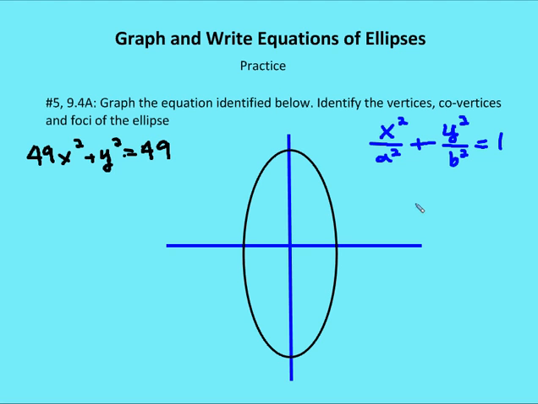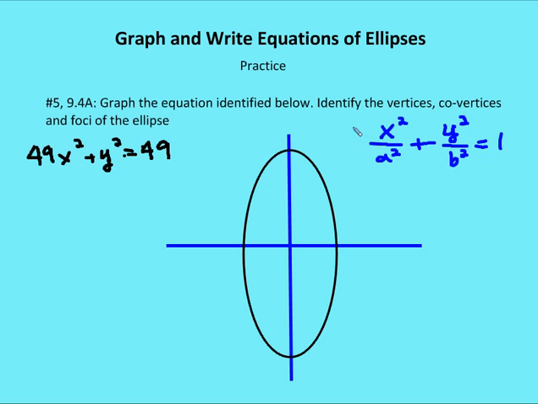In this lesson, we're going to review problems involved in graphing and writing equations of ellipses. So the first problem is from number 5, chapter 9.4, and it asks to graph the equation identified below, 49x squared plus y squared is equal to 49. Then identify the vertices, co-vertices, and foci of the ellipse.